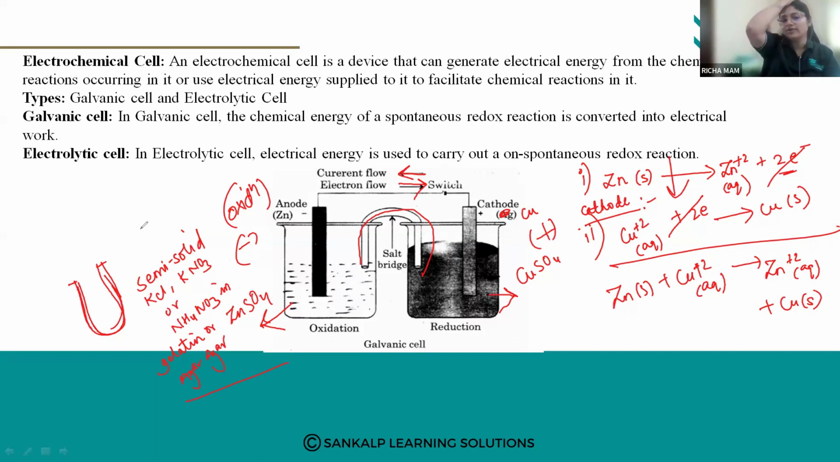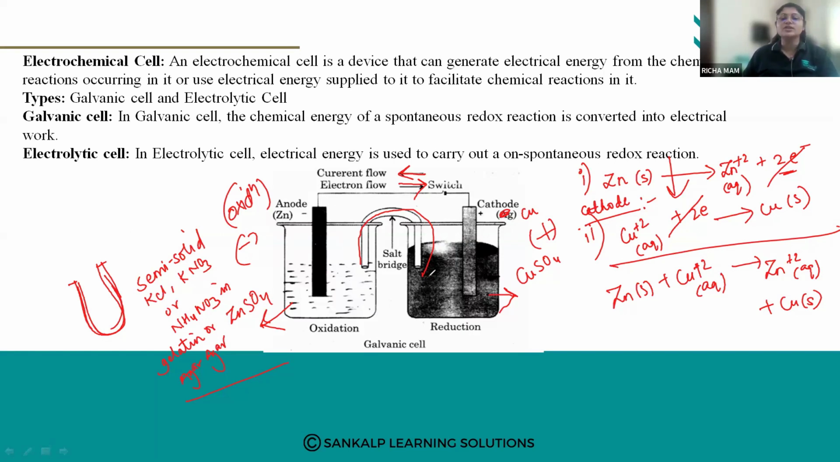Mobility means they have the same tendency. The movement or the speed of both ions, the cation and the anion, is the same. They can move at the same speed. The salt bridge, what will it do? It will prevent the liquid junction potential and the intermixing of electrolytes.